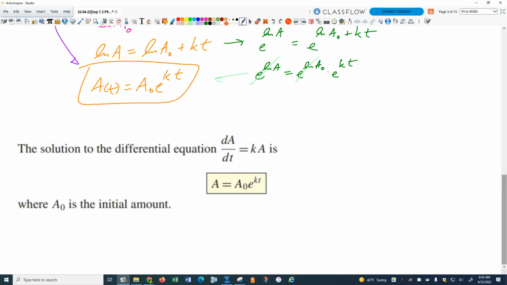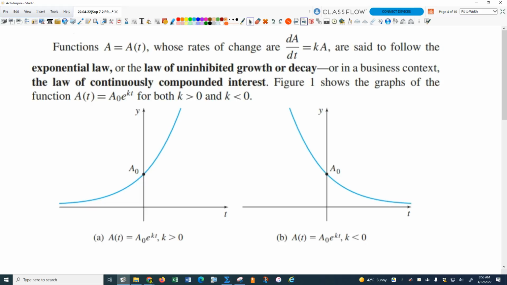Okay, that's what we end up with. All right, so let's use this. Real quick, what do the graphs look like? So if we solve this differential equation, if k is positive, not surprising, you get an exponential growth model, right? If k is negative, you get an exponential decay model. It's no big deal. Okay, that's what the graphs look like.